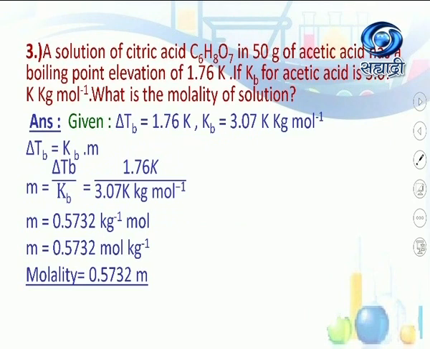A solution of citric acid, formula C6H8O7, in 50 gram of acetic acid has a boiling point elevation of 1.76 Kelvin. If Kb for acetic acid is 3.07 K kilogram per mole, what is the molality of solution? Delta Tb is given, boiling point elevation. Kb for acetic acid is given. It is 3.07 K kilogram per mole. And what is asked?